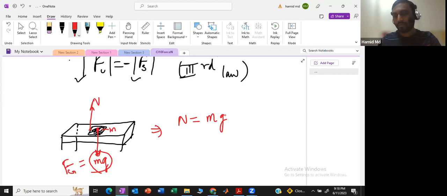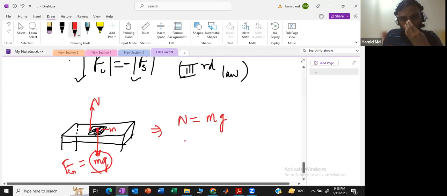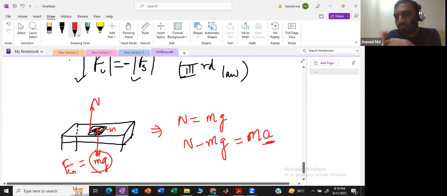So this is opposite in direction and same in magnitude. You may write it as N minus mg, or if I write the first law, mass times acceleration. This is acceleration. It's not accelerating, so a is 0. So this term is 0 because a is 0, right?